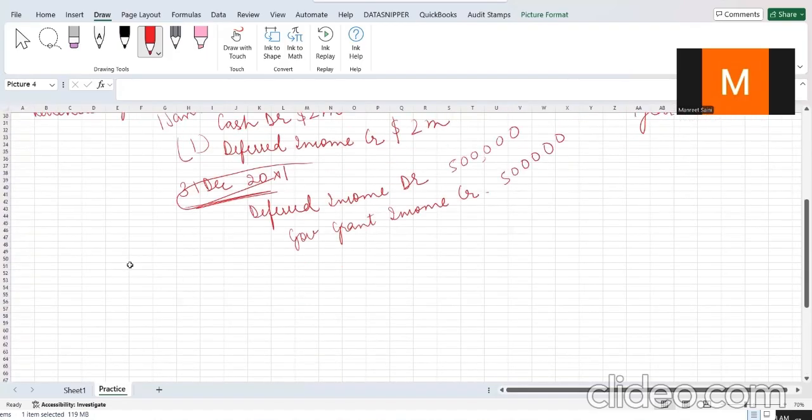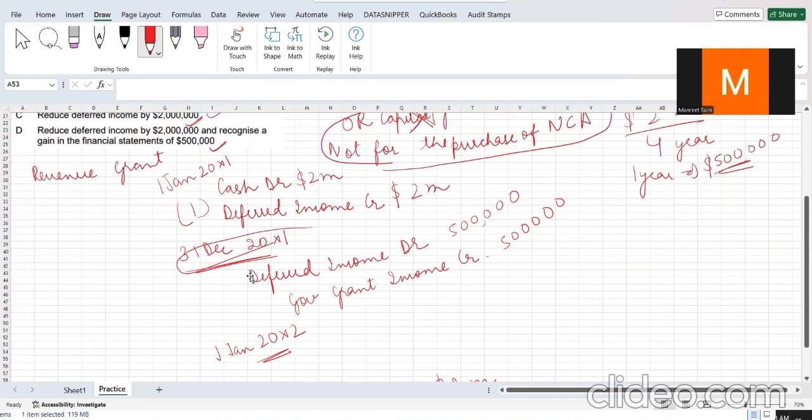Okay. Now, on 1st January 20X2, they are saying they can no longer meet the conditions. So they would have to repay all the amount at once. So I would credit my cash for $2 million, right? Now, at December 31st, what would be the balance of deferred income?